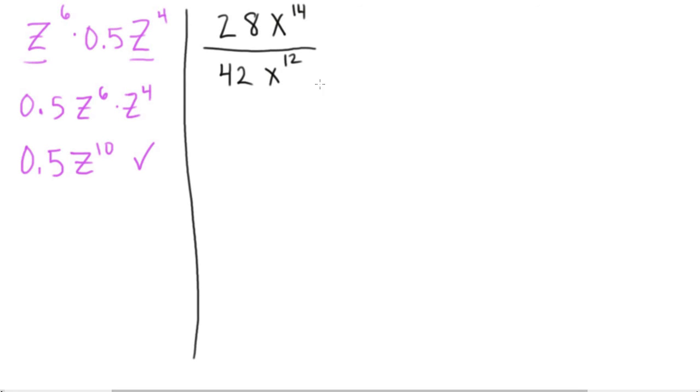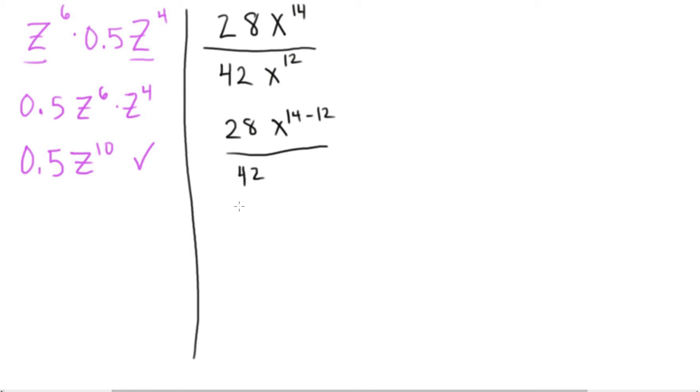So feel free to pause the video and try the following example. We have 28x to the 14th over 42x to the 12th. We're going to have to simplify the numbers and simplify the exponents. So let's do the exponents first. That's going to be x to the 14 minus x to the 12, because they subtract when we divide, and we're going to leave the 42 on the bottom.